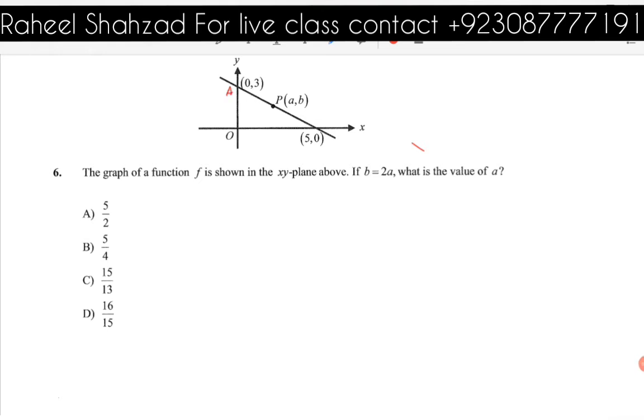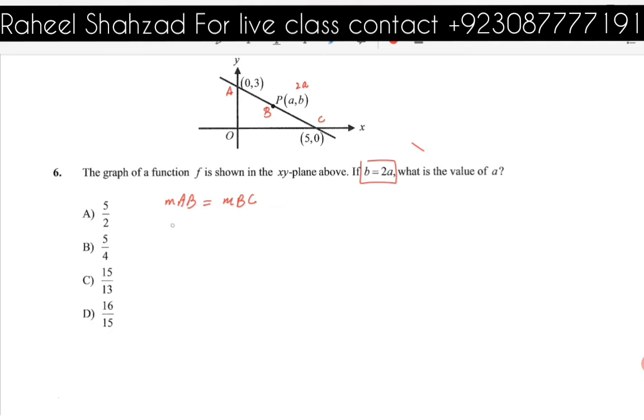This is point A, this is point B, and this is C. It is given that a graph of the function is shown in the xy plane. If B is equal to 2A, so B is equal to 2A, what's the value of A? So again, gradient of AB and BC and CA. So gradient of AB, let's put it equal to gradient of BC, right?